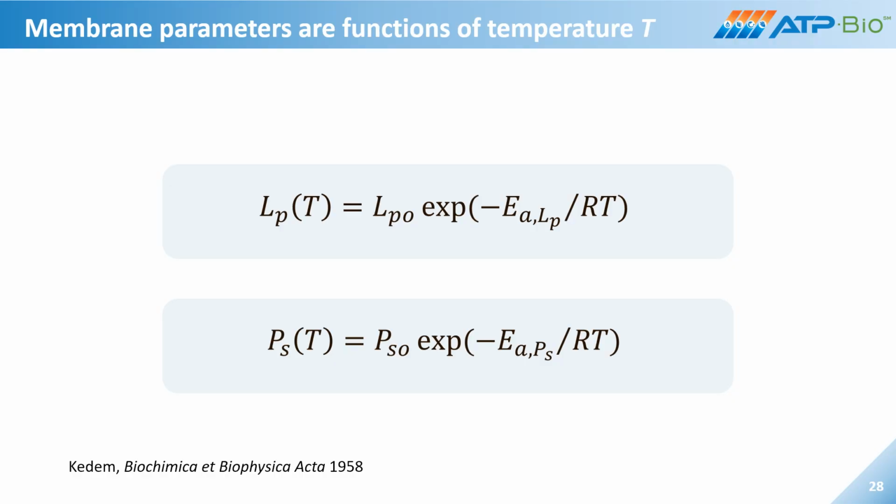Both hydraulic conductivity and solute permeability are functions of temperature, each with its own activation energy, E sub A, that represents how the parameter scales with temperature. This is important in cryopreservation because as a cell is cooled, the rates at which water and solute cross the membrane will vary.